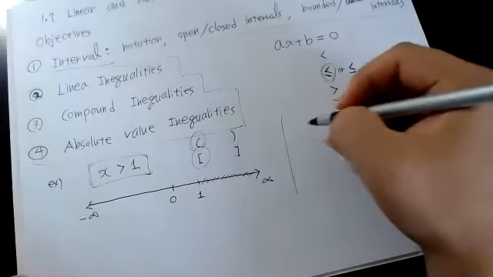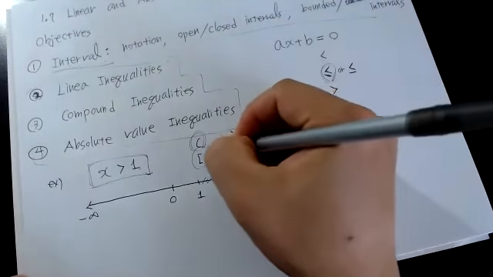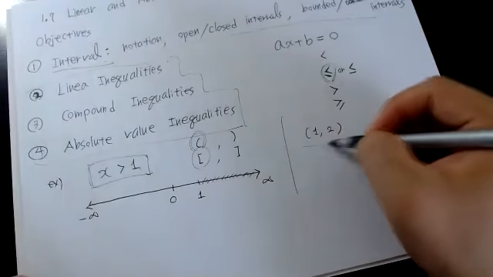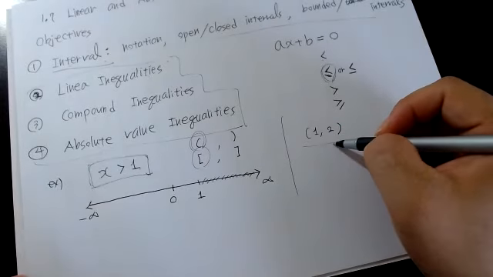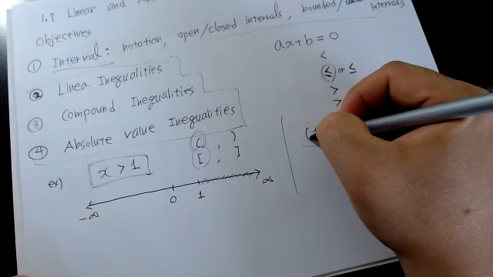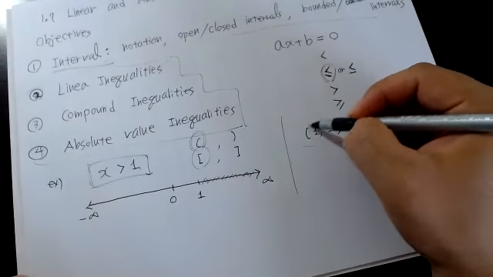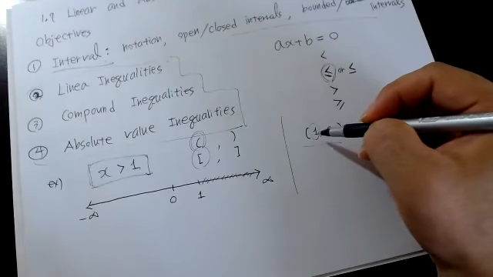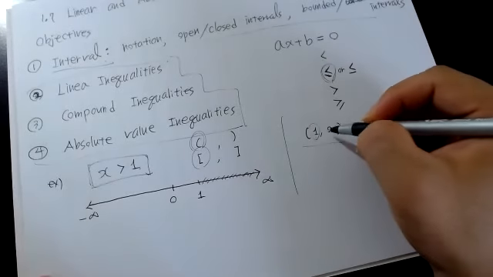For example, (1, 2). By the way, it's a comma here, so this is not an ordered pair. Do not confuse it with the ordered pair. So that's the symbol of interval. Normally, this is rule number 1: the left number must be less than the right number.